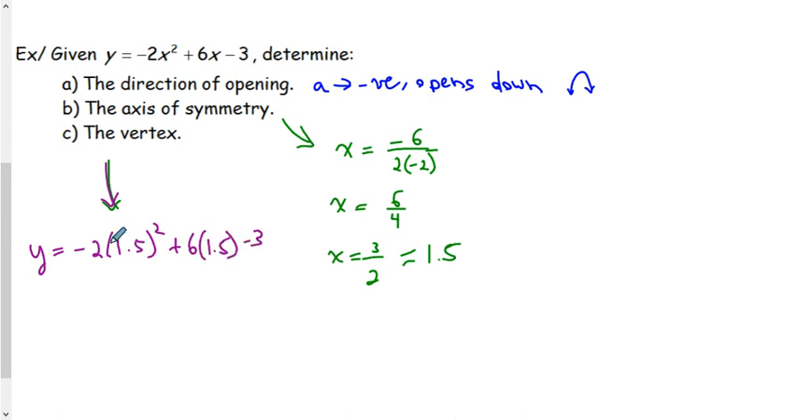Now if we work all that out, 1.5 squared times negative 2 gives us a negative number. 6 times 1.5, we get that number. And negative 3. We work all those out, and we're actually going to end up with 1.5 as our answer, which is kind of funny because that's what we put in for x, but that just happens to be coincidentally what it works out to. So our vertex is going to be at 1.5, 1.5. So nice and quick and easy. That was a quick way to find out a lot of information about this quadratic.